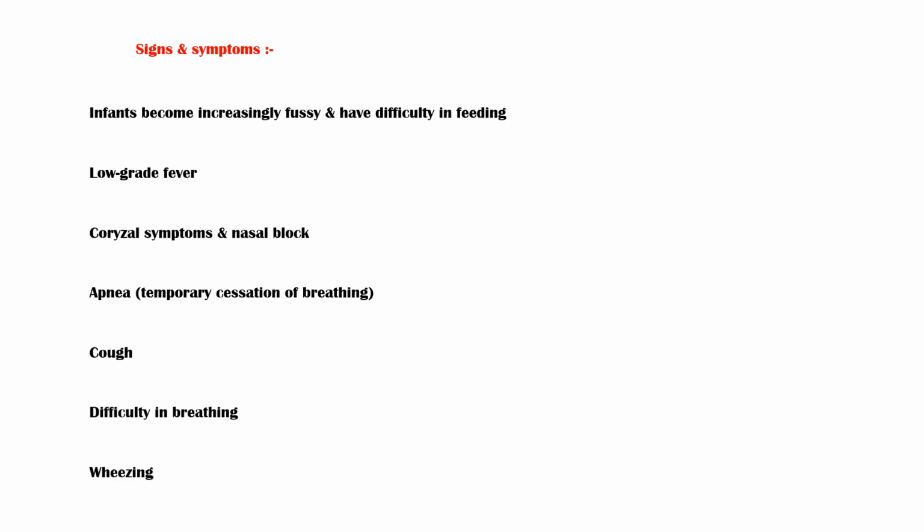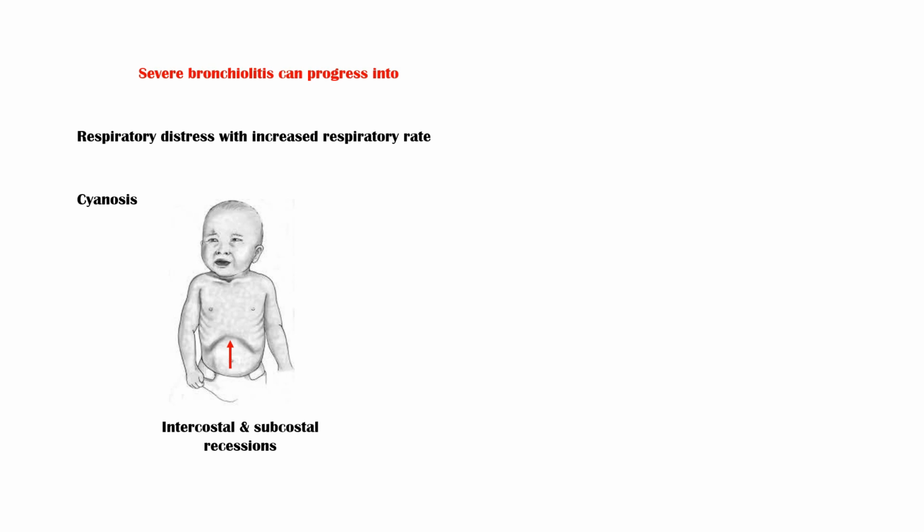Severe bronchiolitis can progress into respiratory distress with increased respiratory rate, cyanosis, and intercostal and subcostal recessions. As mentioned earlier, in most cases, the disease is self-limiting. Some rare complications include acute respiratory distress syndrome, bronchiolitis obliterans, heart failure, secondary bacterial infection, arrhythmias, and chronic lung disease.